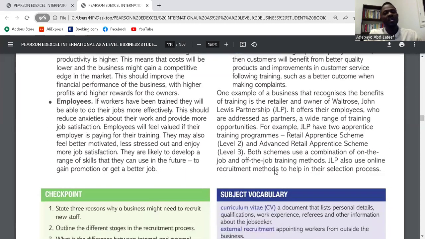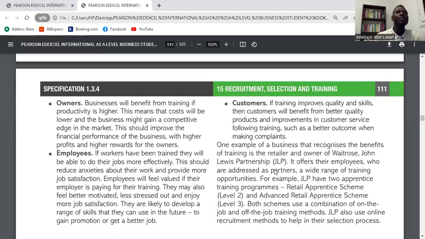For employees, training makes them get better, and as a result, they become more motivated. They will be happy doing the job. They will provide more. It will also improve their skills and knowledge, which makes them attractive to other employers. As a result, they might even be able to get more pay. That is training for employees.